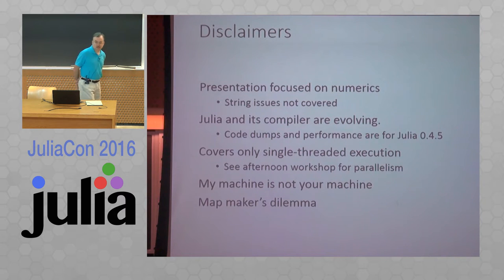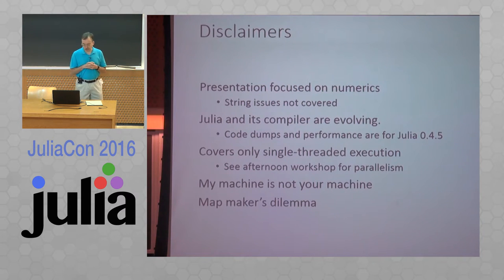So, some disclaimers. I'm focused on numerics. I have not covered the string issues in this workshop, and I don't mention that string interpolation isn't cheap. It's convenient, but it's not cheap. Julia and its compiler are getting better. In revising my notes, I ran almost all the examples back through the current compiler, and things are much better on some points. Particularly, the garbage collector is much faster in Julia 0.4 than 0.3. So for some offenses, the penalty is lower now.